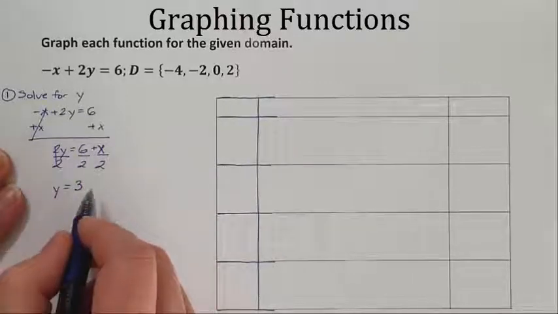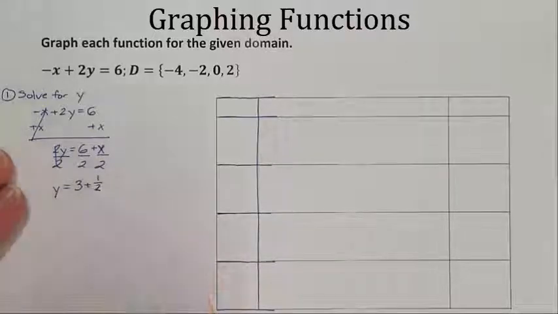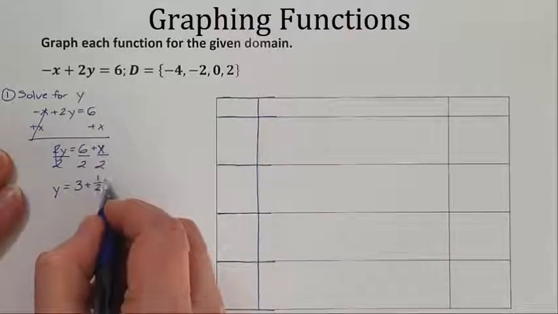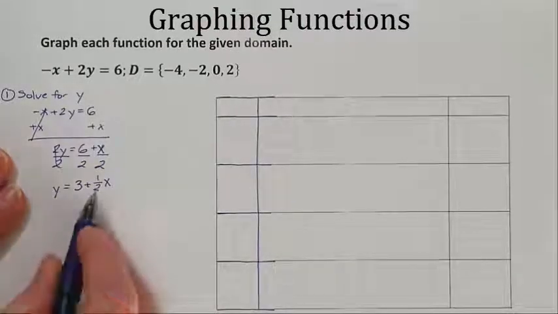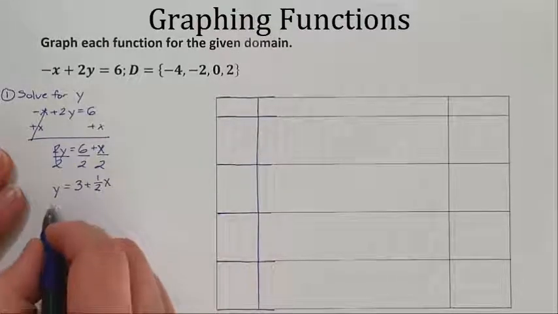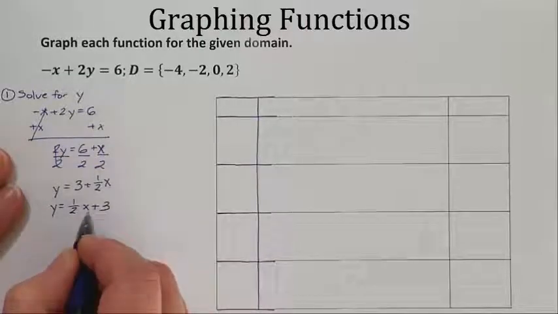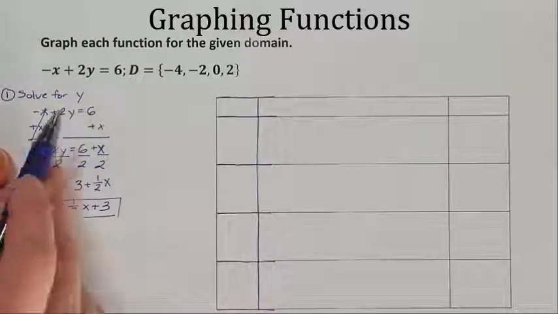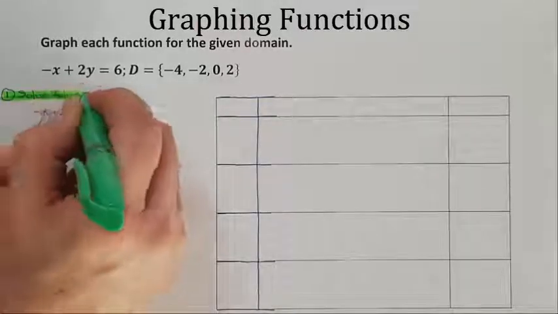This was technically a 1, so we have a positive 1 divided by 2. Positive 1 divided by 2 is the same thing as 1/2, and that was the fraction that was stuck to the x. So we went ahead and solved for y. We always like the x part to be written first, so y equals 1/2 x plus 3 is going to be this equation when we solved for y. So step 1 is to solve for y.